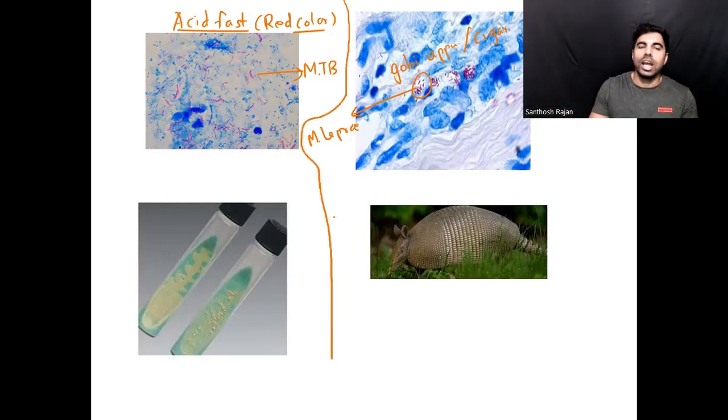Okay, so remember that. In acid fast staining, the 20 to 25% H2SO4 we are using, whereas for leprosy, we are using only 5%. That's also an important question. Lepra, L-E-P-R-A, only 5. Okay, that's not a revision part.